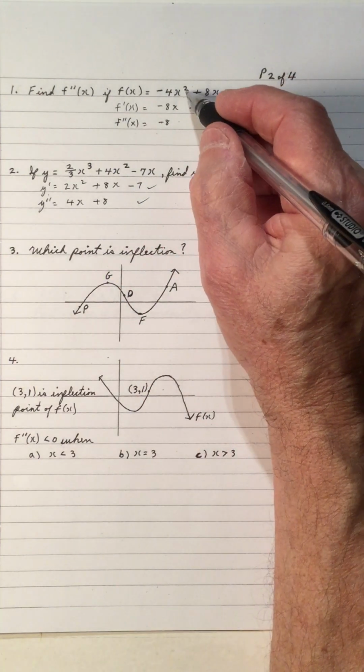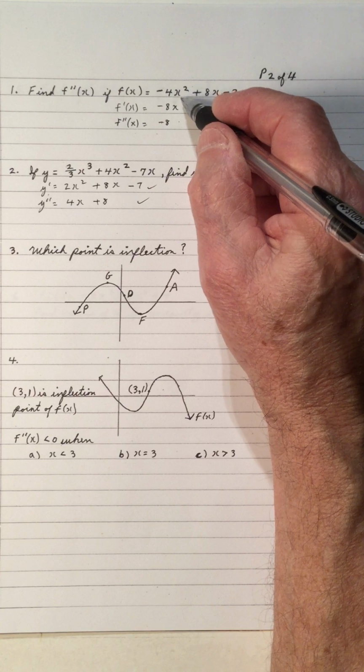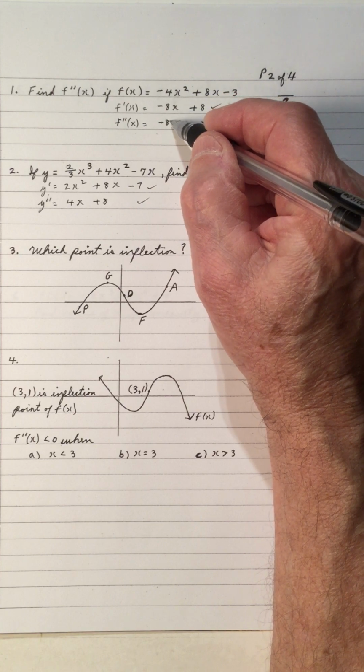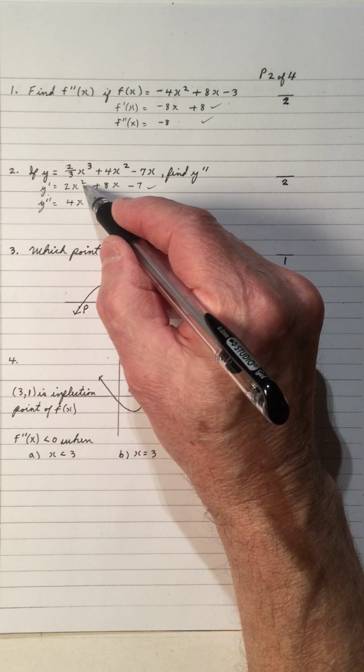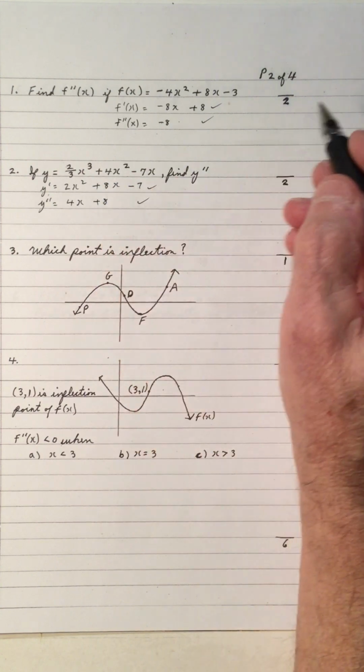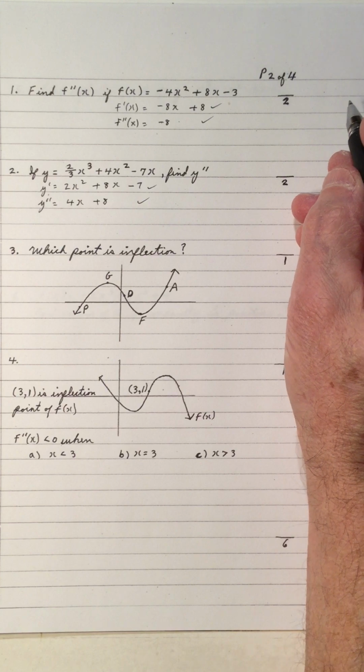And you notice this is a quadratic. The derivative is linear, and the derivative of a linear is a constant. And a cubic's derivative is a quadratic, whose derivative is linear. Number 3, find the point of inflection.